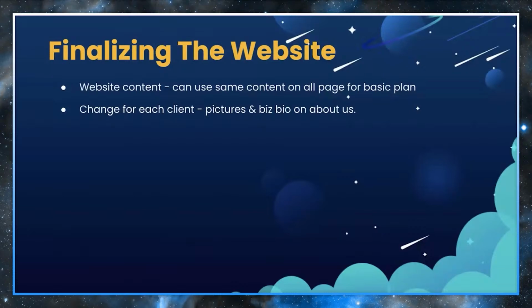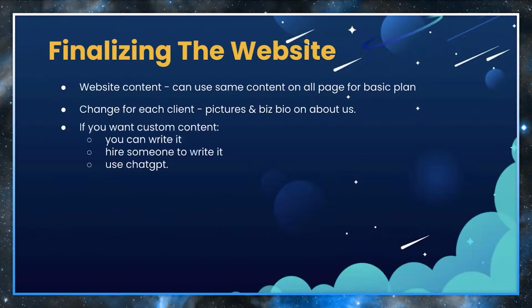You want to change the pictures and the business bio on the About Us page. So obviously the About Us can't be copy and paste. I also just recommend you change the photos on the homepage, definitely the About Us, and maybe even some of the service pages. You can even have like a gallery page if you want, and then swap those photos. That does need to be custom for the client. But again, if you have a virtual assistant, all they're going to do is go to that Google Drive, right? That we had the client upload all their photos, and you're just going to take photos from there. If you want custom content, you can either write it, you can hire someone to write it, or just use ChatGPT.